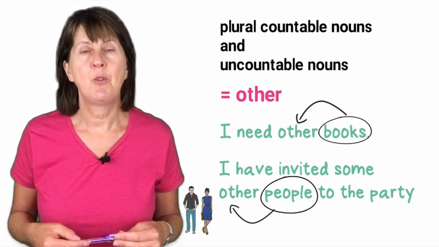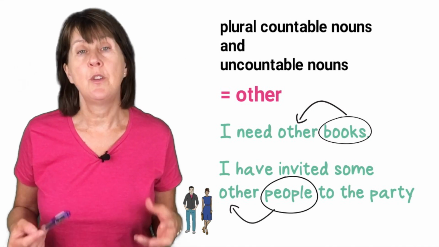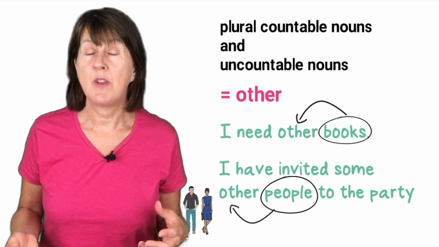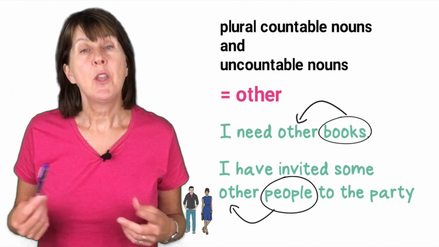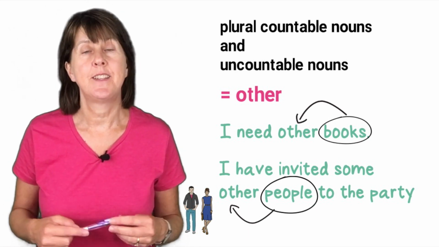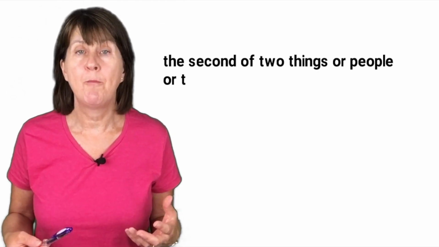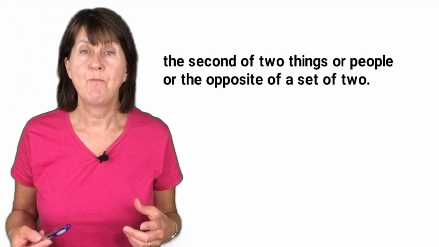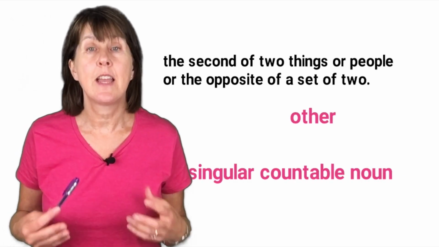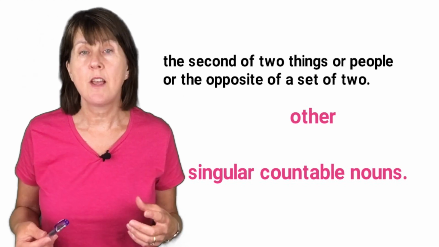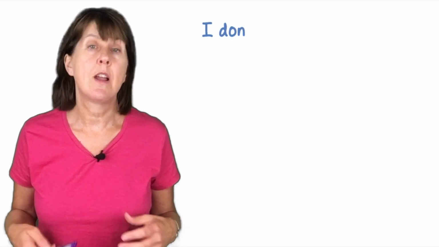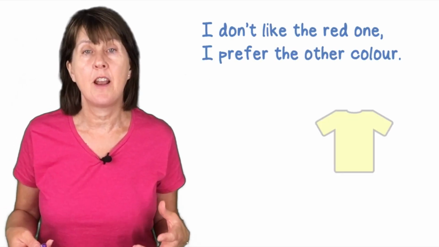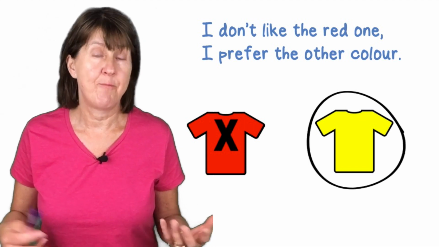But if only it was that simple. I'm now going to show you that you can use other with singular countable nouns and another with plural nouns. I know, but you have to make some other changes to the sentence. So if we're referring to the second of two things or people, or the opposite of a set of two, we use other with singular countable nouns. But if we use other, we must use another determiner before it. So for instance, I don't like the red one, I prefer the other colour, not I prefer other colour.